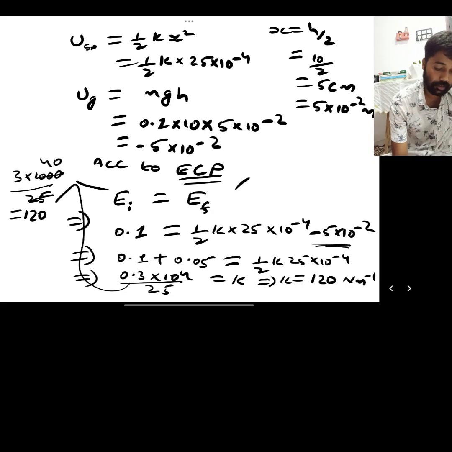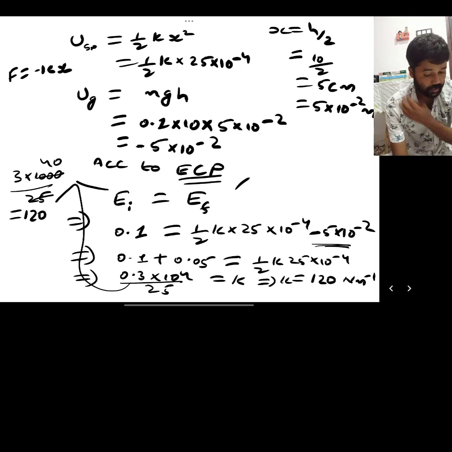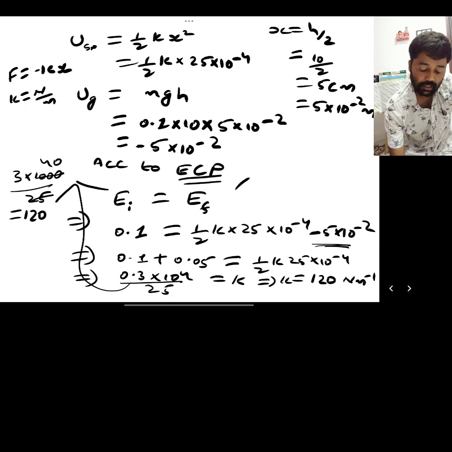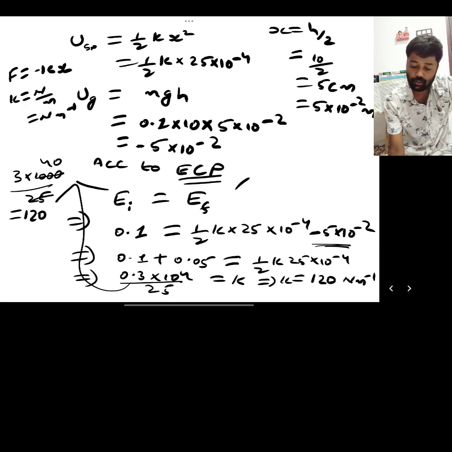How will you know the SI unit? Because F equals minus kx, you know this. x is the compression or elongation, the change in length, and F is in Newton, so k will be Newton divided by meter, that is Newton per meter. So this is your correct answer.